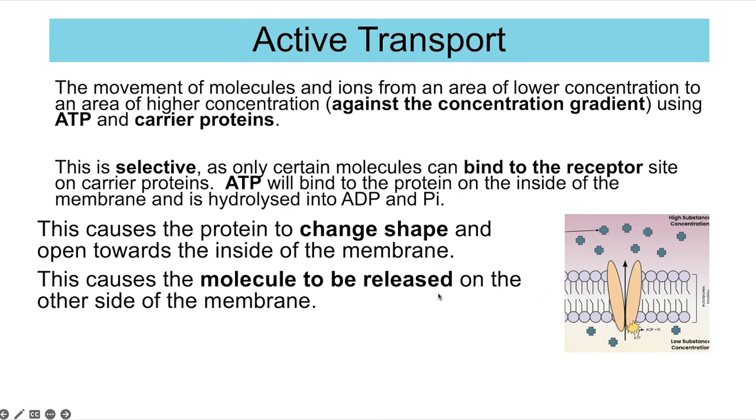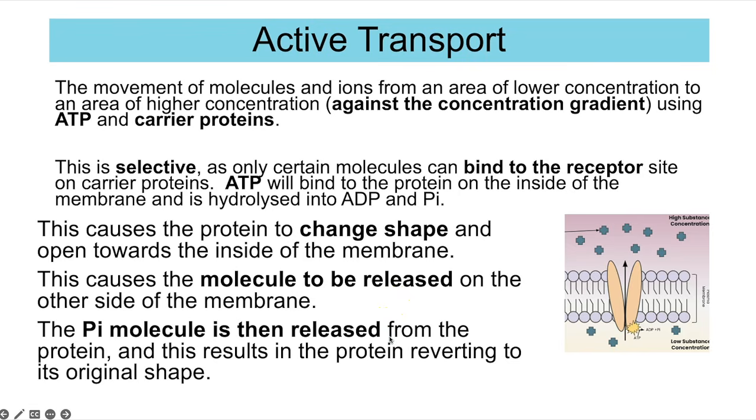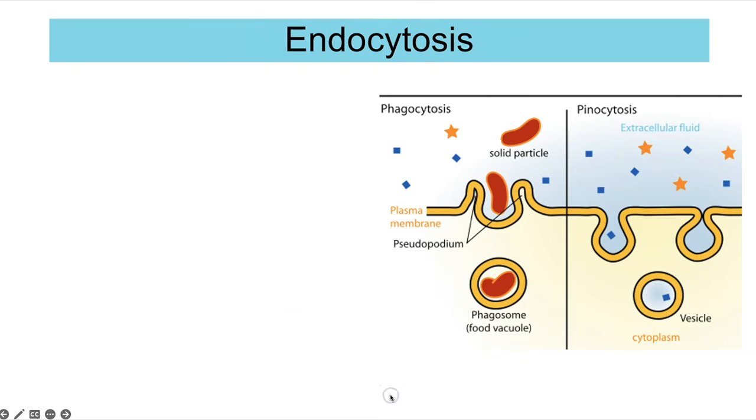And as it opens up to the other side of the membrane, it releases the molecule to the other side of that membrane. The Pi, which is the inorganic phosphate, is then released from the protein, and that causes that carrier protein to revert to its original shape, and as long as there's still ATP, that process can continue.